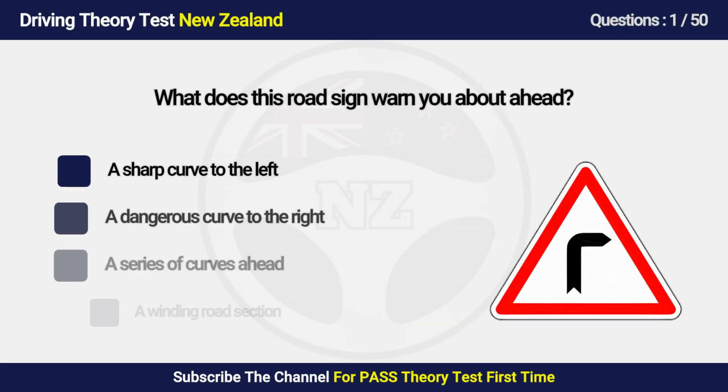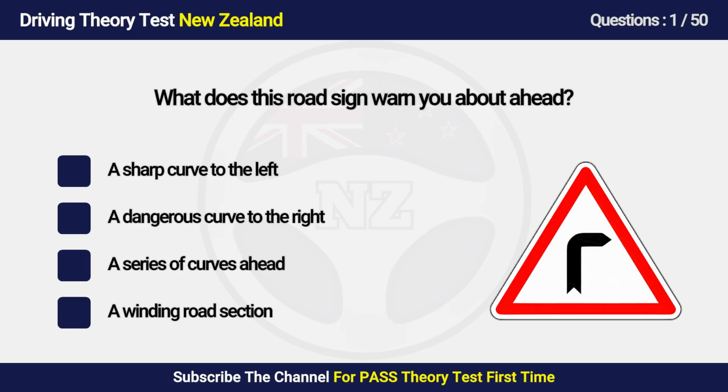Question 1. What does this road sign warn you about ahead? A. A sharp curve to the left. B. A dangerous curve to the right. C. A series of curves ahead. D. A winding road section.